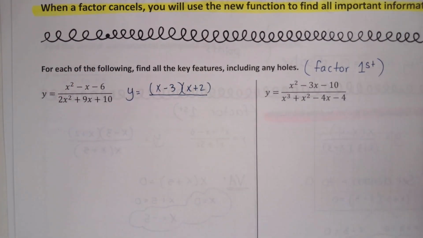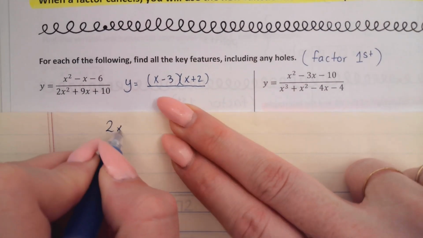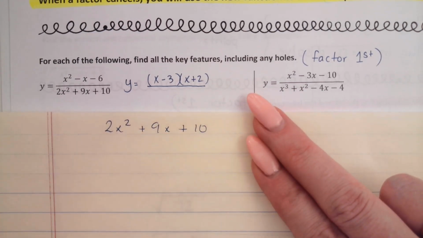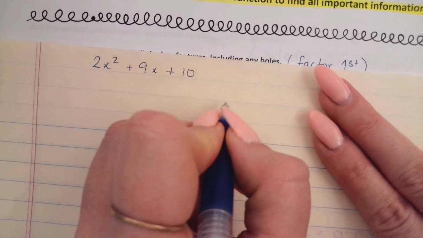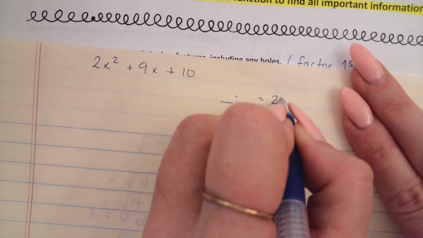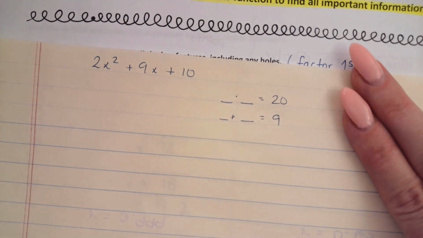Bottom, though, is not an easy factoring. It's one where we're going to have to split the middle and factor by grouping. I'm going to do this on my scratch paper because I hate when my notes start looking messy. I'm going to do it over here. 2x squared plus 9x plus 10. So remember, for split the middle, you're not looking for two numbers that multiply to c. You're looking for two numbers that multiply to a times c, which would be 20. And they need to add to b, which should be 9, which is 4 and 5.